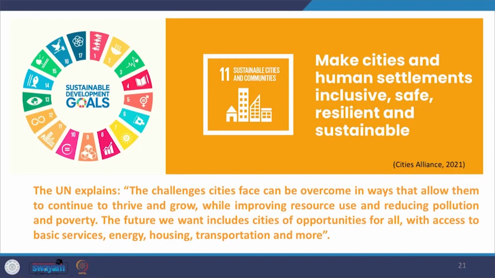Today, sustainability forms the basis of our planning objectives. Looking into Sustainable Development Goal 11 in particular, which commits to making cities inclusive, safe, resilient and sustainable, the UN explains the challenges cities face can be overcome in ways that allow them to continue to thrive and grow while improving resource use and reducing pollution and poverty. The future we want includes cities of opportunities for all with access to basic services, energy, housing, transportation and more. So this is what UN targets, all the nations together target for this.